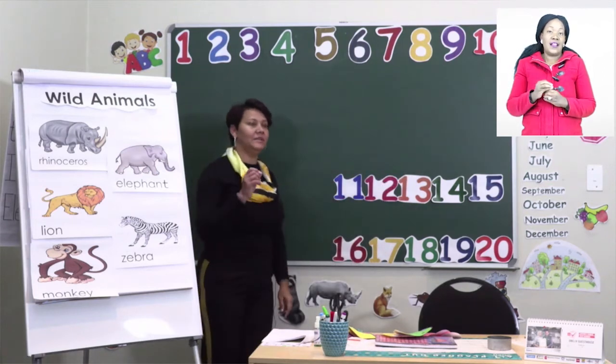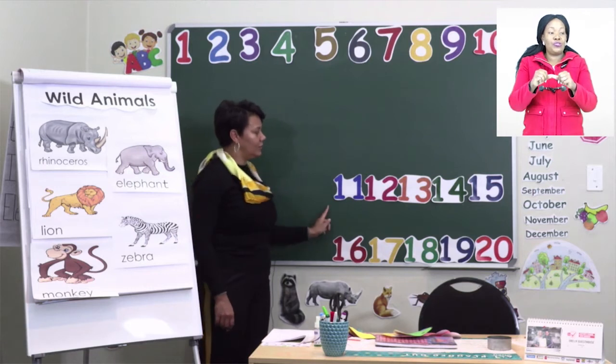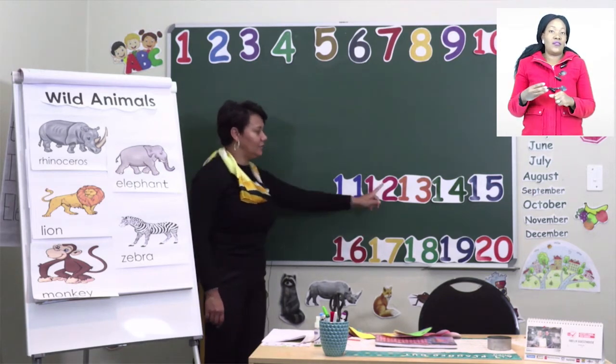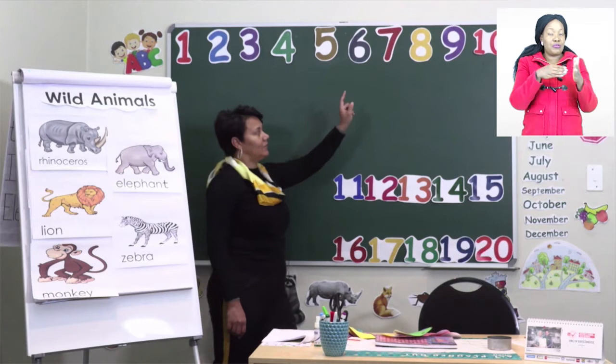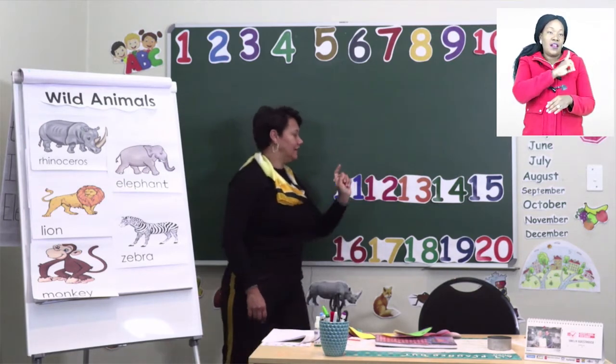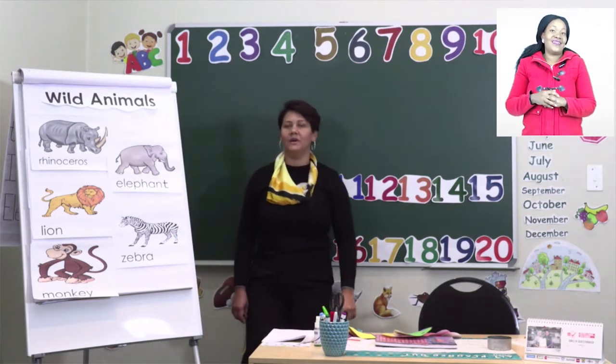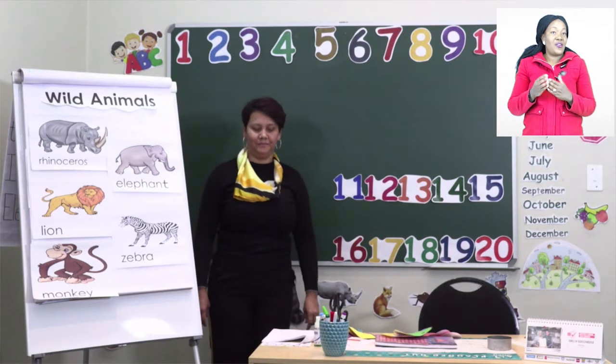Now let's learn a little bit about counting on. When we are at 10, we want to count on to 12. Okay, let's stop at 12. Counting from 10 to 12: 10, 11, 12. That's how we would do our counting on.